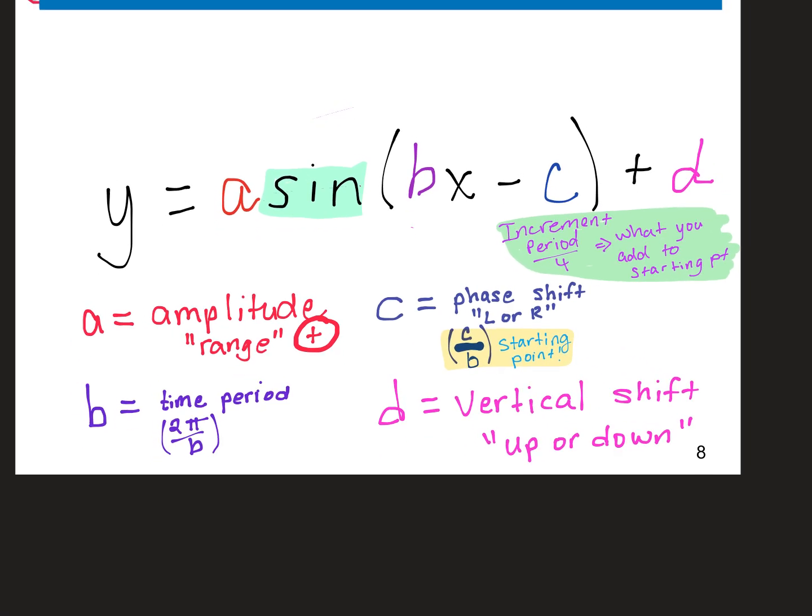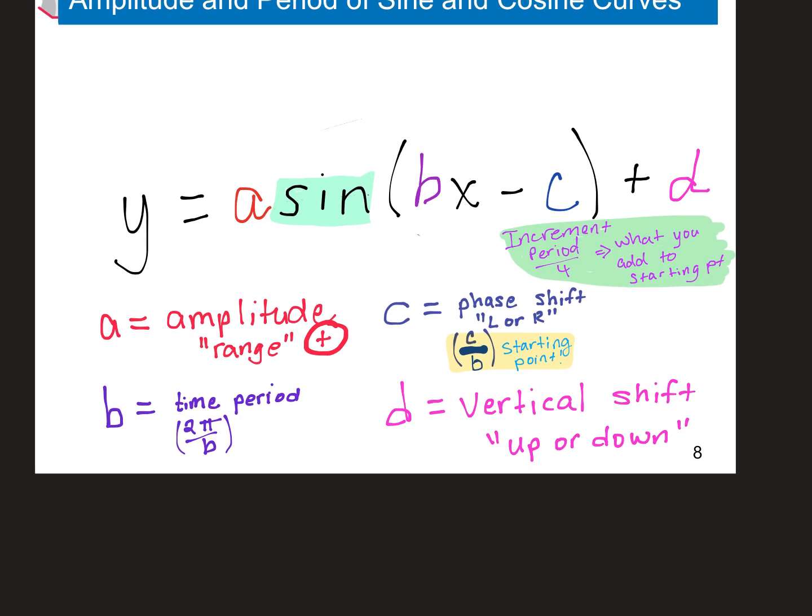So let's talk about this. This little slide, obviously this isn't from the book. I wrote this all by myself. I don't think we're going to get too much into this. This is from my pre-calc stuff. But you guys are going to need to know these things.